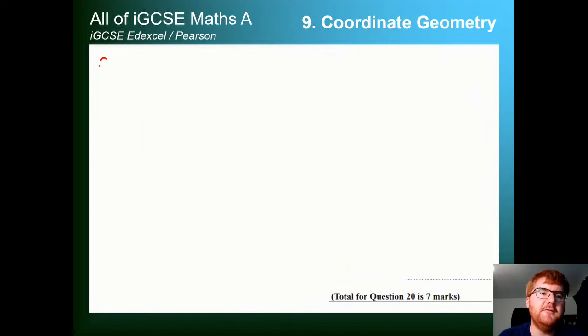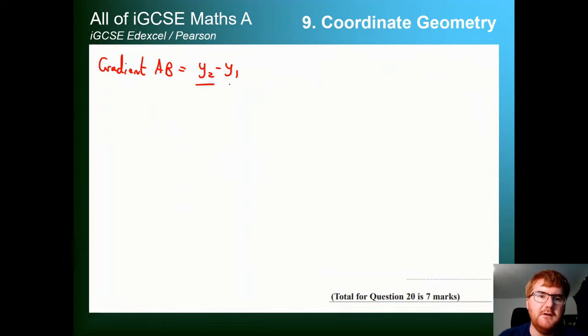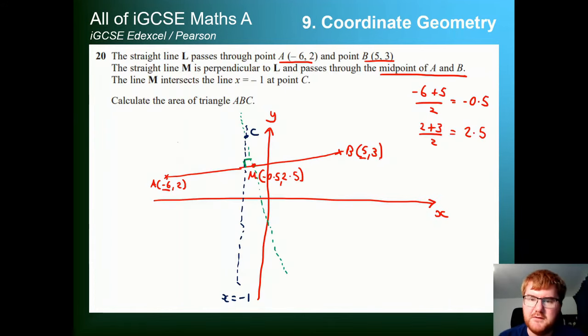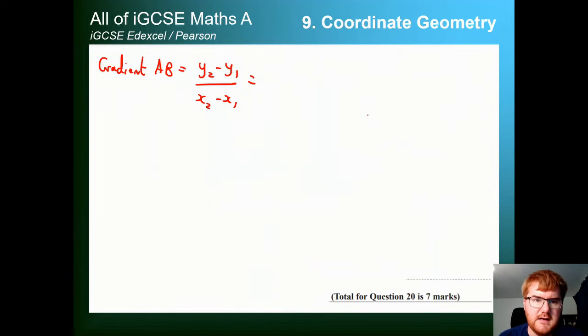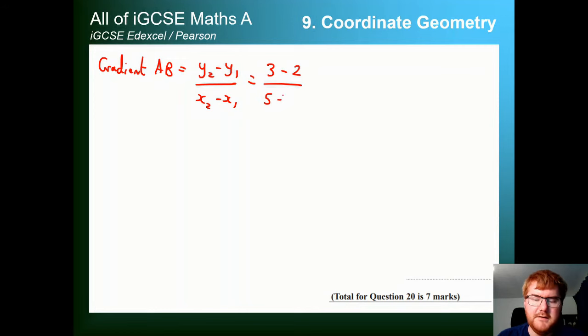And to do that, we need to go through a fairly standard procedure here, which is we need to work out the gradient first of all of AB. And we do it the same way we did before. So we use y2 minus y1 over x2 minus x1. So y2, again, doesn't matter which way round we do this. Let's call this 3 minus 2 over 5 minus, be very careful with negatives, minus 6. So this then gives us 3 minus 2 is 1, and 2 negatives make a positive. So this gives us 1 over 11.